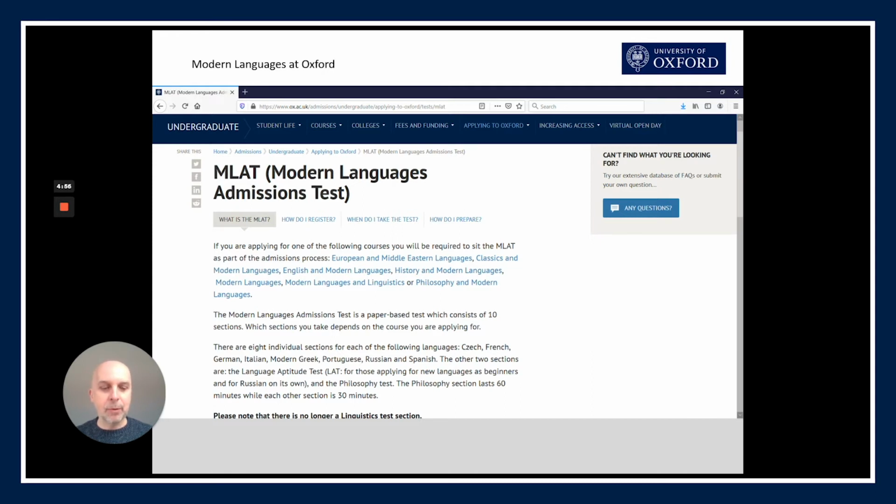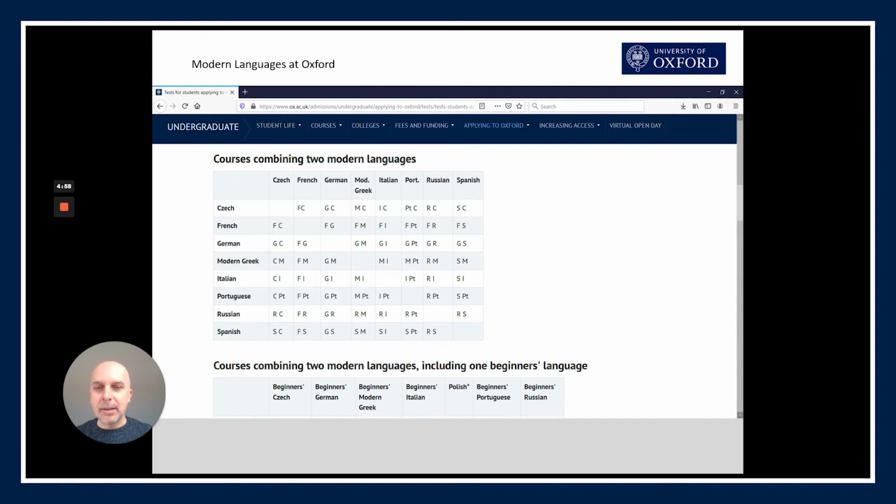So on the website, it presents it all in the form of tables. So you find which table is you. So for example, if you're a course combining two modern languages, such as say French and Spanish, then you would look at this table, courses combining two modern languages. You would look up on the table the point where French and Spanish connect, and we see that the tests you need are test F and test S, which the key will explain is a test in French and a test in Spanish.